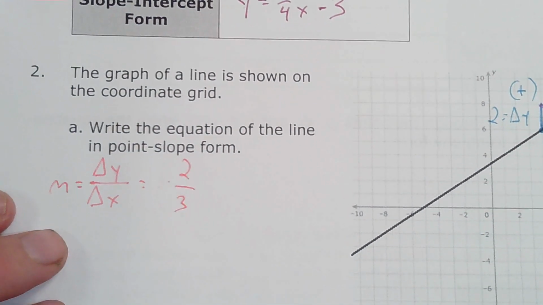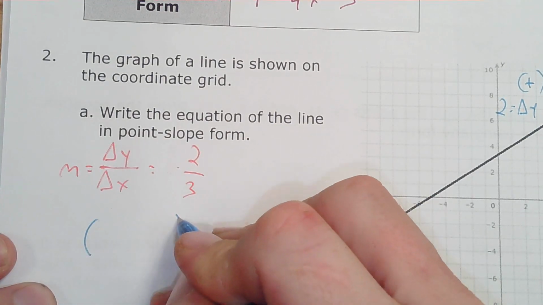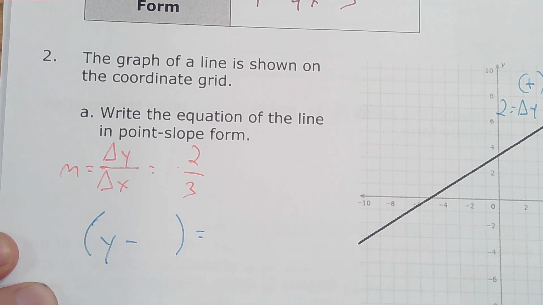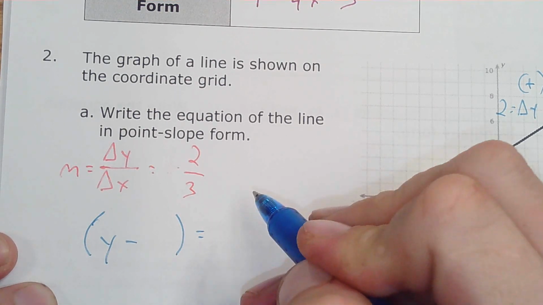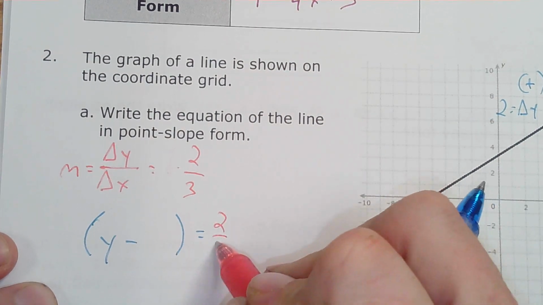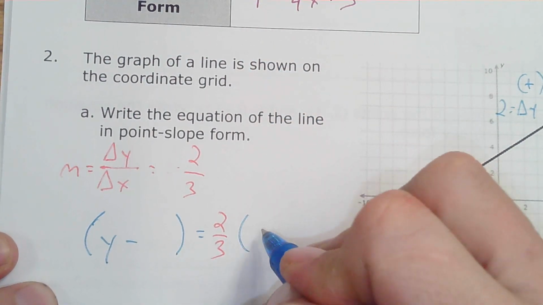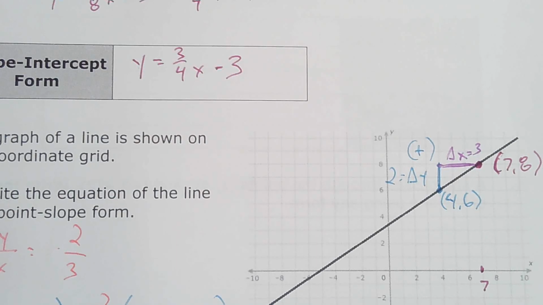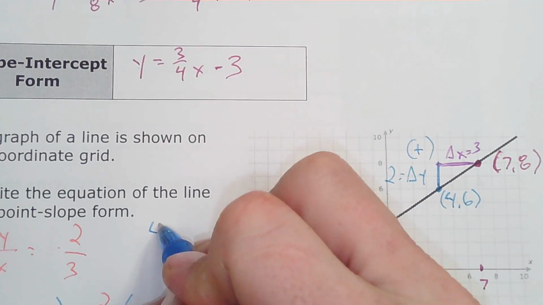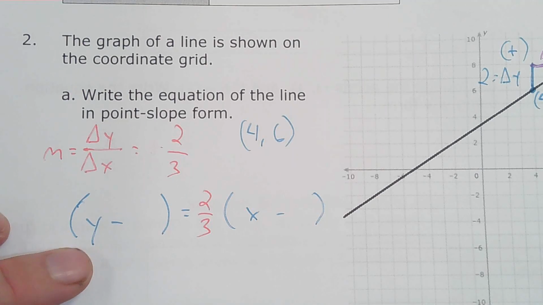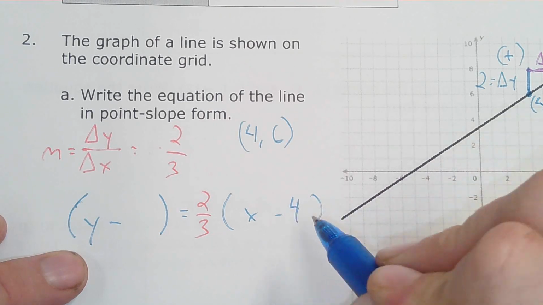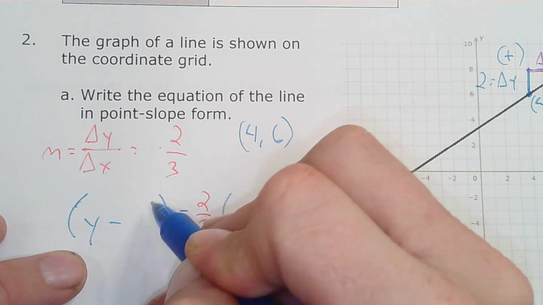Now putting it in point-slope form, you set up your equation. Your y minus the y of a point of your choice equals your slope, 2/3, times x minus the x from a point of your choice. We'll choose 4, 6. So we take the 4 and drop it in here, x minus 4, and then we take our 6 and drop it in here.